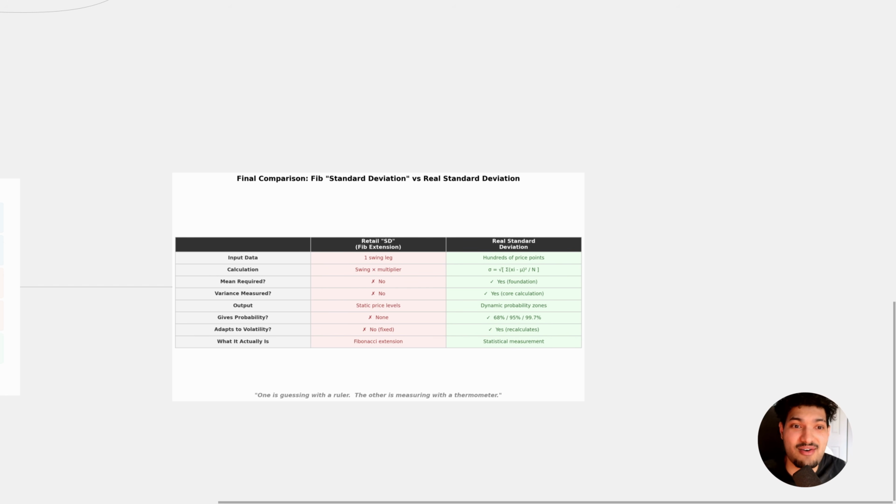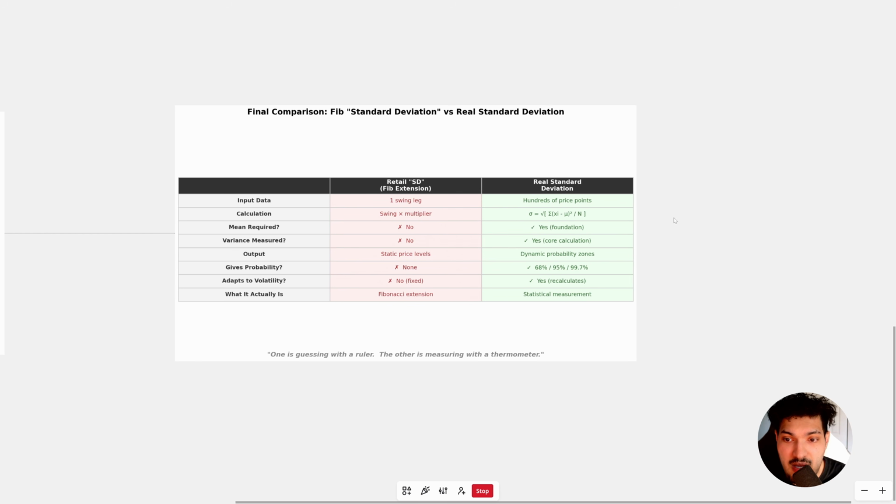Like, this is the whole analogy. You're basically measuring with a ruler or an actual thermometer. Both can be useful, but only one actually gives you a statistical edge, right? You can see right here the input data on the retail standard deviation, the fib extension, is just one swing leg, while the input data is hundreds of price points, right? When you calculate it, it's just the swing times the multiplier, while we're actually using the real definition of standard deviation, which is the square root of the variance.